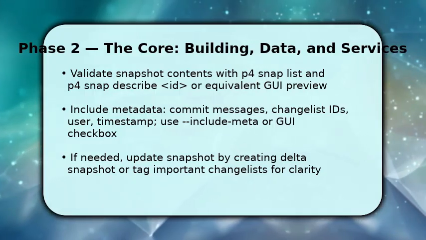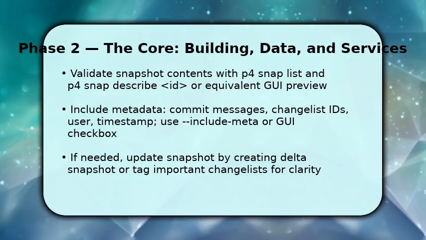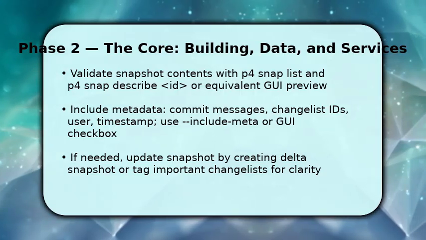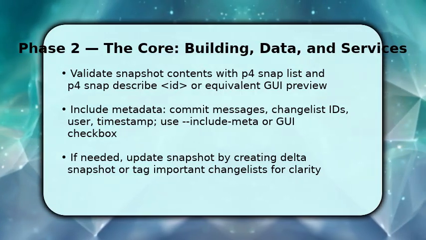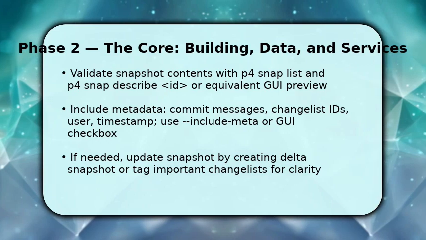If files changed after the snapshot, refine by creating a delta snapshot or tagging key changelists. That keeps history granular and makes selective restores simpler later.